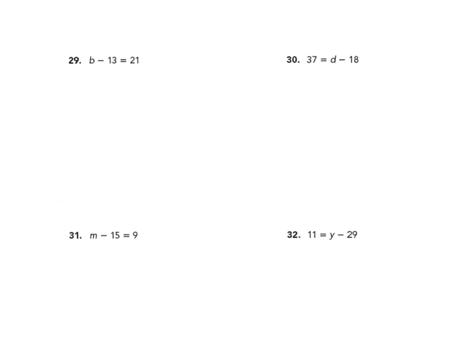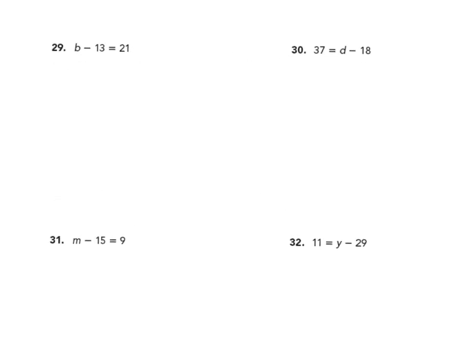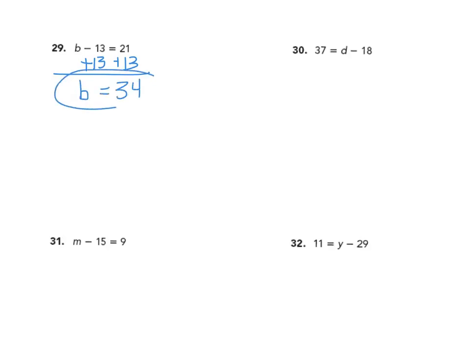If we try it with subtraction, it works the very same way. If we look at number 29, what we have is B minus 13 equals 21. Well, the only reason that B is not by itself is because you're subtracting 13 from it. The opposite of subtracting 13 is adding 13. If I do that to both sides, I get B by itself over here, and I get 34 here, so I know the value of B is 34, because 34 minus 13 is 21.